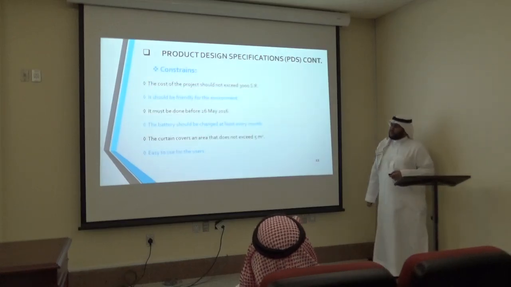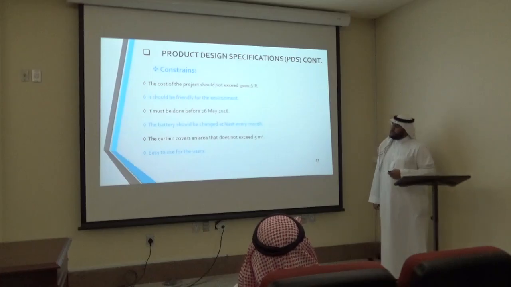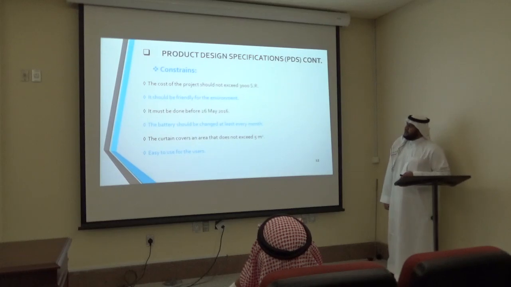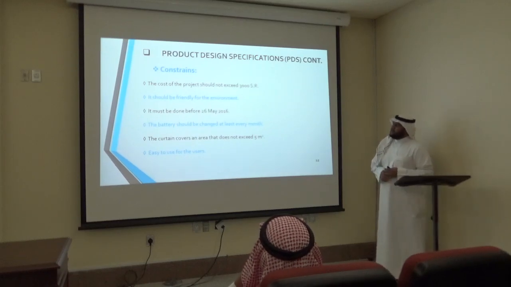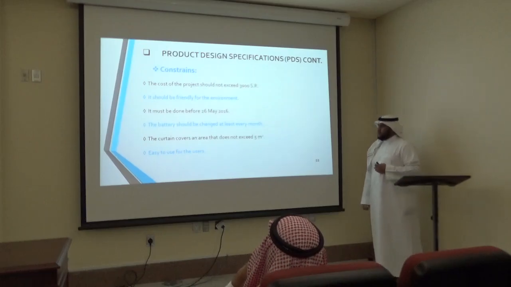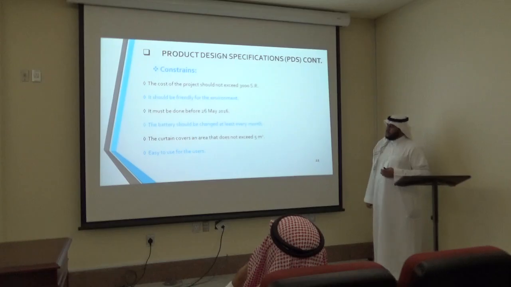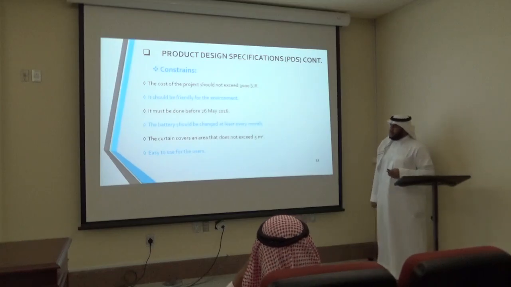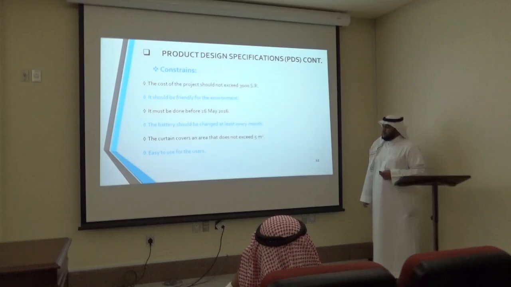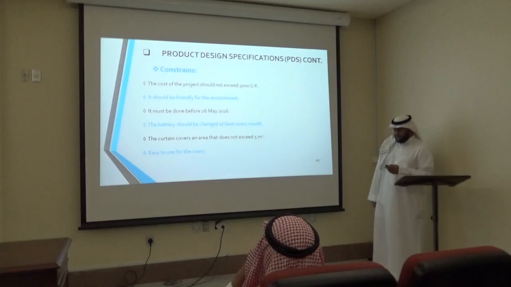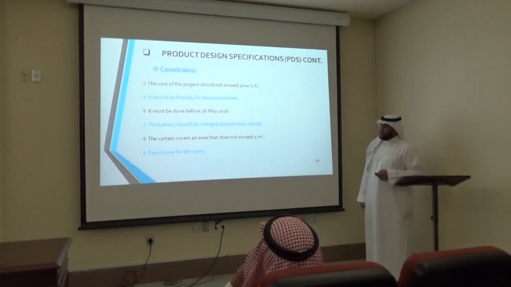The constraints of our project, we have listed here. The first one is that the cost should not exceed 3,000 Saudi riyal. Also, the project should be friendly to the environment. Also, we must finish the project before the 26th of May 2016. The battery should be changed at least every 1 month. Then the curtain covers an area that doesn't exceed 5 square meters. And the final thing is that the project should be easy to use for all users.